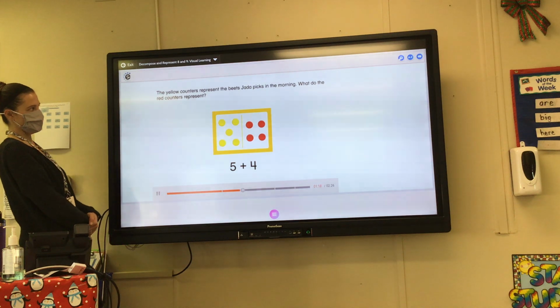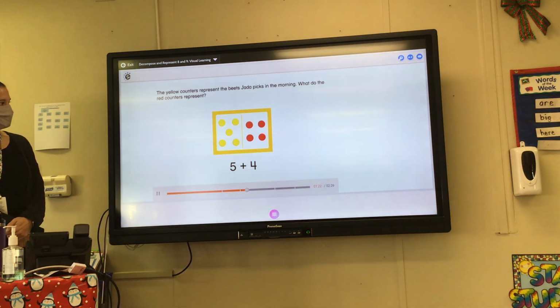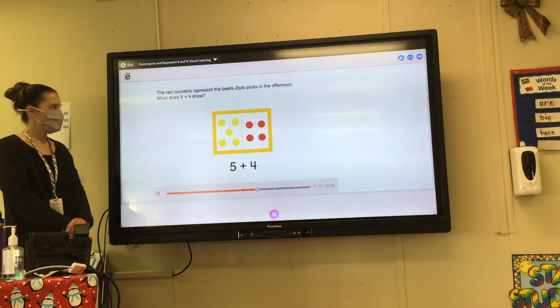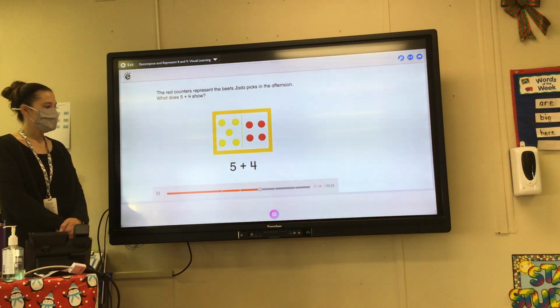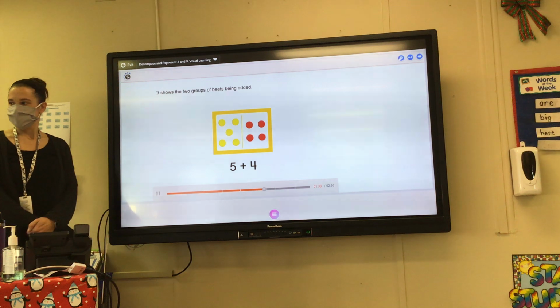The yellow counters represent the beets Jada picks in the morning. What do the red counters represent? We already said that. The red counters represent the beets Jada picks in the afternoon. What does 5 plus 4 show? It shows the 2 groups of beets being added.